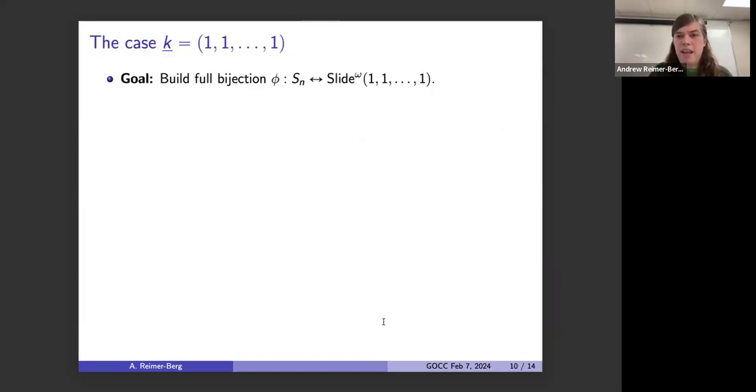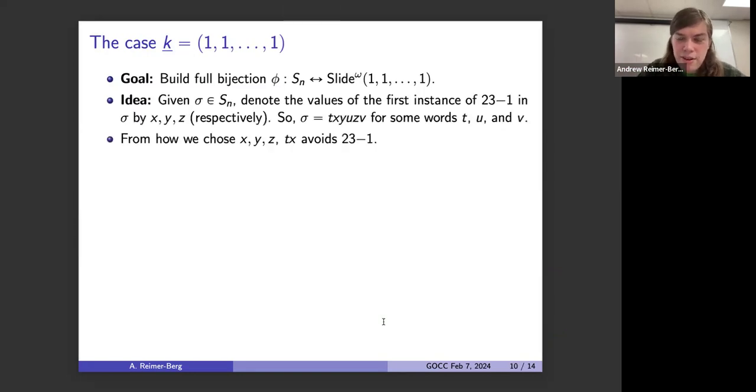Our goal is to define a map phi that goes from the set of permutations Fn to the set of all slide trees 1, 1, 1, 1, 1, 1. I won't give the full proof because it's several pages long and it's messy, but I'll give at least the idea for how we define this map. Given some permutation sigma, if it avoids 2-3-1, well, then it's just the corresponding caterpillar tree, since they also prove that there's exactly one caterpillar with each such permutation as its edges.